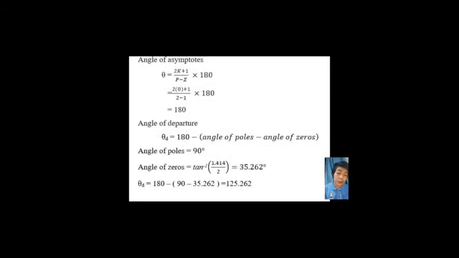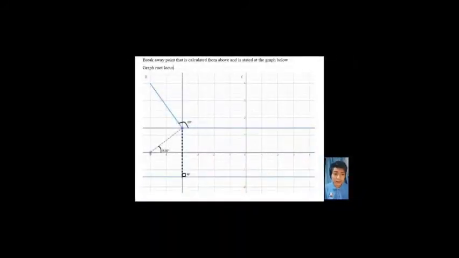After doing all the calculation, after finding the angles of poles, angles of zeros, angles of departure, and breakaway point, that is calculated above and is stated in the graph. So here's the graph. Now, the frequency and time response analysis.